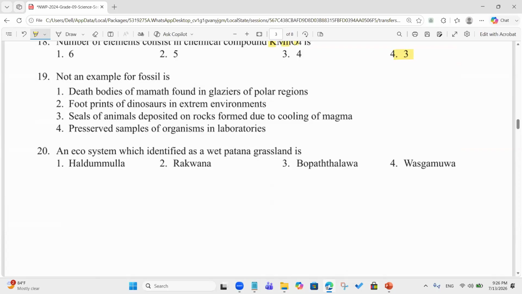Read this one. Preserved samples of organisms in laboratories. Correct. 20th question. An ecosystem which is identified in wet Patana grassland is... Wet Patana grassland, what is it?